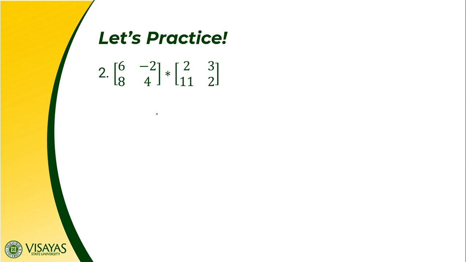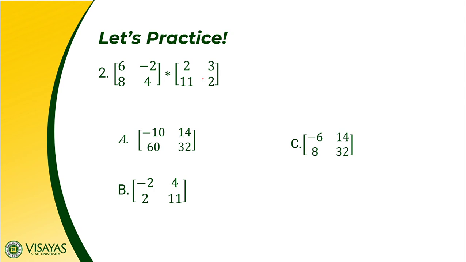So for number 2, you get the product of these two matrices. We have here the first matrix containing elements 6, negative 2, 8, 4. We have for the second matrix containing elements 2, 3, 11, and 2. For the choices, letter A, negative 10, 14, 60, 32. We have B, negative 2, 4, 2, 11. We have C, negative 6, 14, 8, 32. Letter D, 3, 2, 10, and 60. So again, go ahead and pause this video and try to find the product of these two matrices.